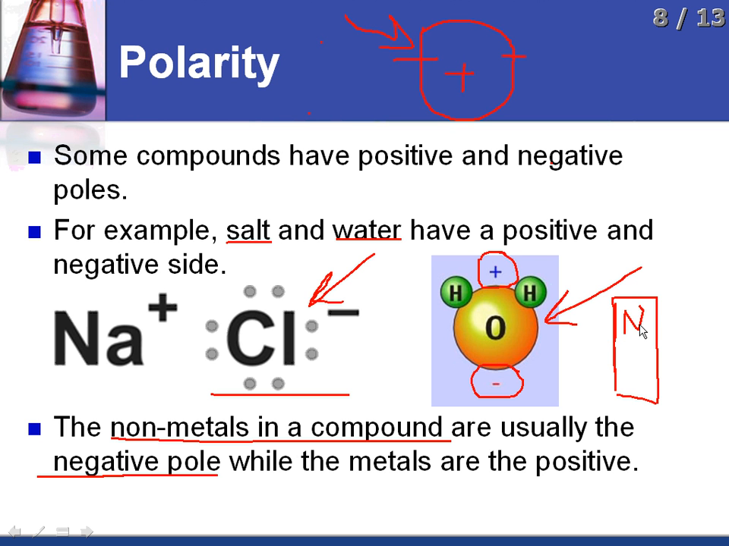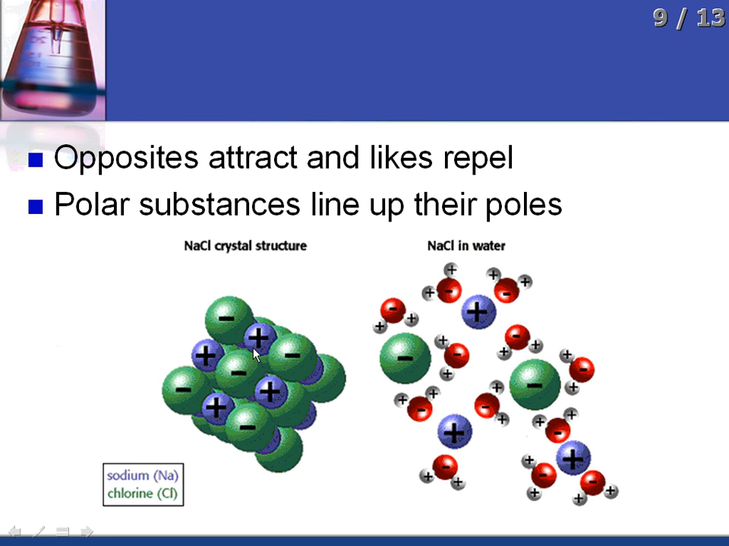Just like how a magnet has a north side and a south side, compounds are the same way, and the rules still apply. Opposites attract and likes repel. Just as the north side and the south side line up with each other, and north-north and south-south repel, positive and negative sides line up within compounds just like the magnets. What we call this is polarity. When things have a positive and negative side, they have a polarity, and they're called polar substances.